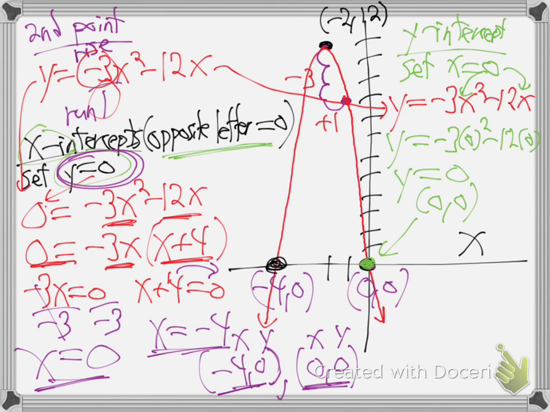It's the origin. It hits both. The graph, the U-shape, hits both axis lines, both grid lines right there. 0, 0 is a y-intercept. 0, 0 is also an x-intercept along with minus 4, 0.